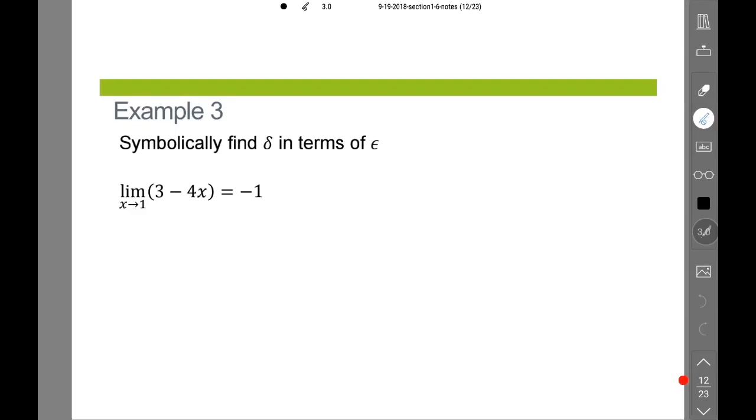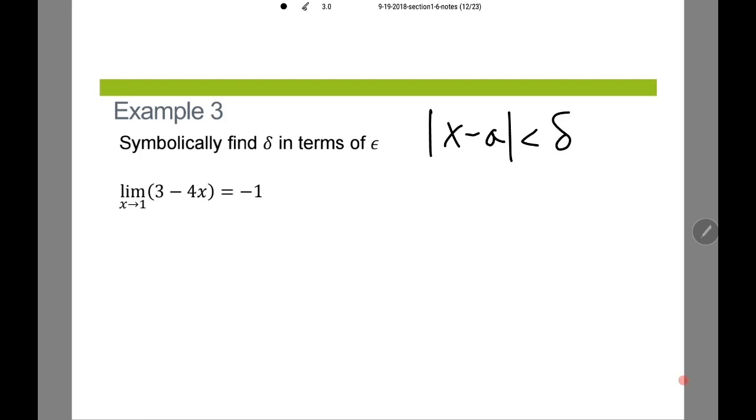Alright, so I'm going to finish my examples for section 1.6 for you guys so that while I'm gone you can see what's going on. So again, this example says symbolically find delta in terms of epsilon. So we're going to start with our same basic things that we had. We do |x minus a| less than delta, and we have |f of x minus the limit| less than epsilon. So we're going to start all of our problems with this same basic definition.